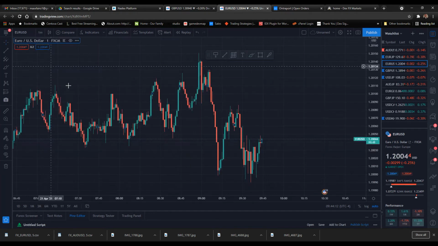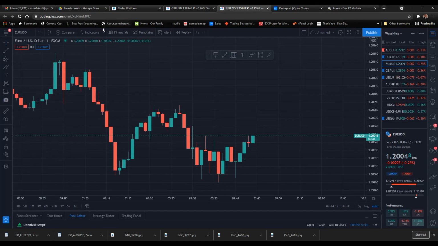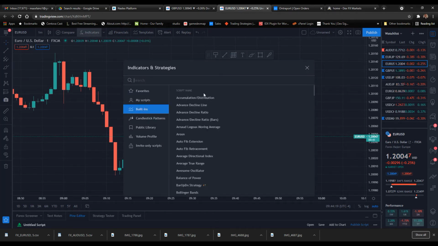Turn your system on. Put an indicator on. Put a built-in in, because you don't need all this other stuff on here when you do this.